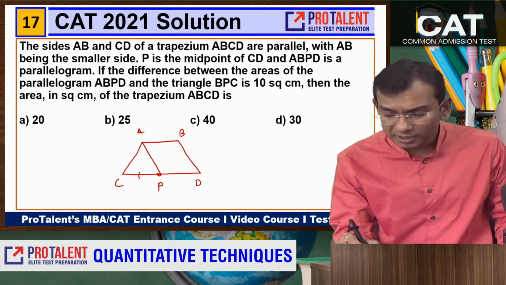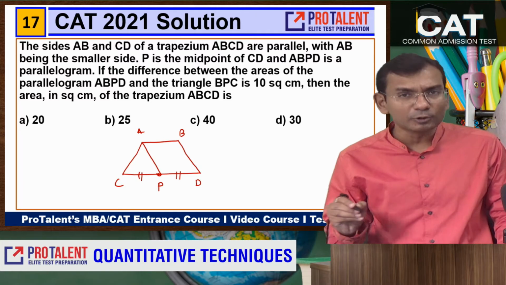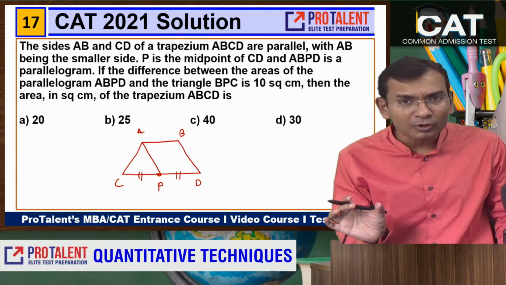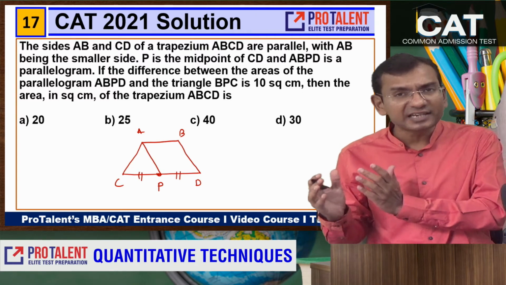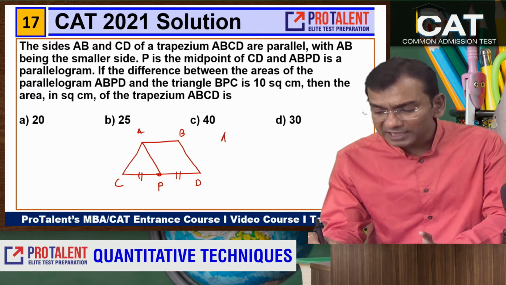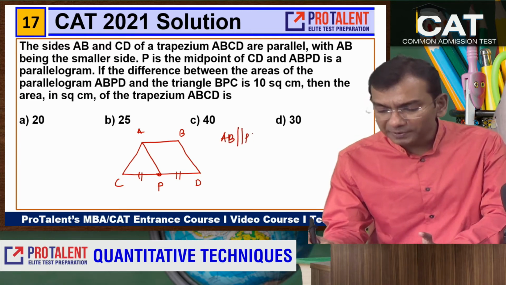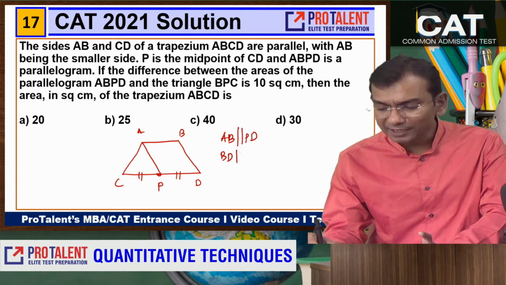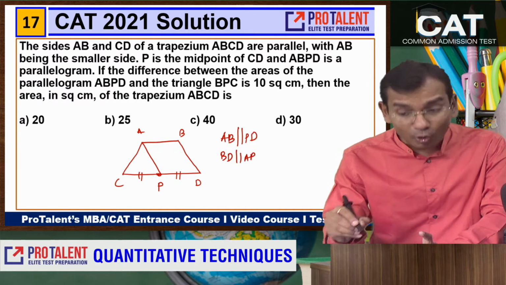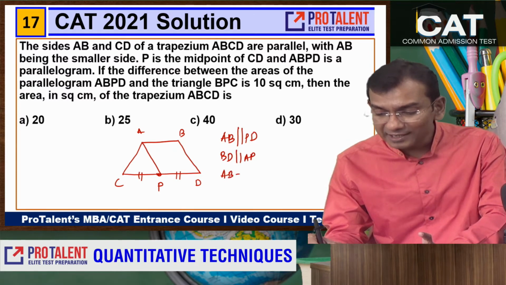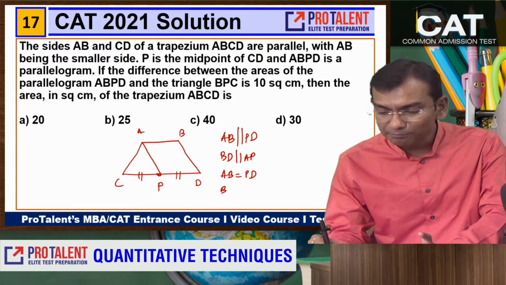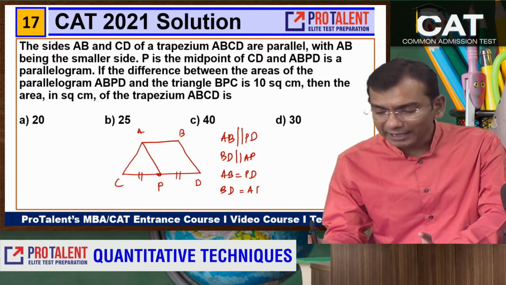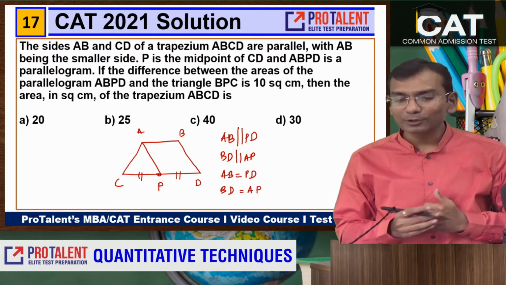This is a midpoint, therefore CP is equal to PD. This is a parallelogram, which means AB is parallel to PD, BP is parallel to AD, which also means AB is equal to PD and BP is equal to AD. In a parallelogram, this is how it works.